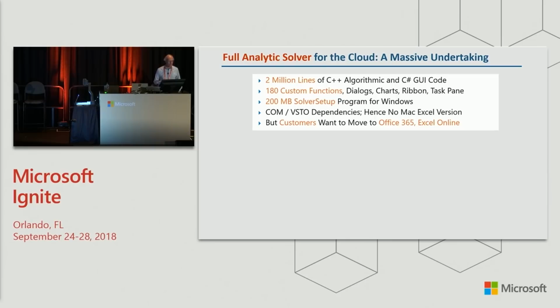It's a couple million lines of code, mostly algorithmic code, and then C# GUI code. There are 180 custom functions. And one of the things we have not been able to do until now, and literally the reason I'm here today as much as anything, is because custom functions in JavaScript that work across devices and so on are something you can now build.